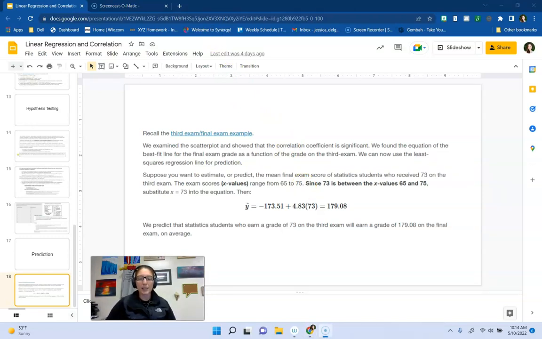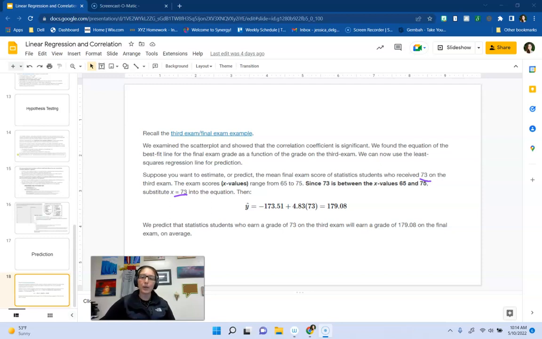Suppose we want to estimate the mean final exam score of statistics students who receive 73 on the third exam. The exam scores, known as the X values, range from 65 to 75. Since 73 is between there, all you do is take your prediction. Let's say I want to predict what my final exam score would be if I got a 73 on the third exam. Plug in 73 for X, calculate, and we get 179.08. Okay, so we predict the stats students who earn a grade of 73 on the third exam will get a grade of 179.08 on the final exam on average, okay?